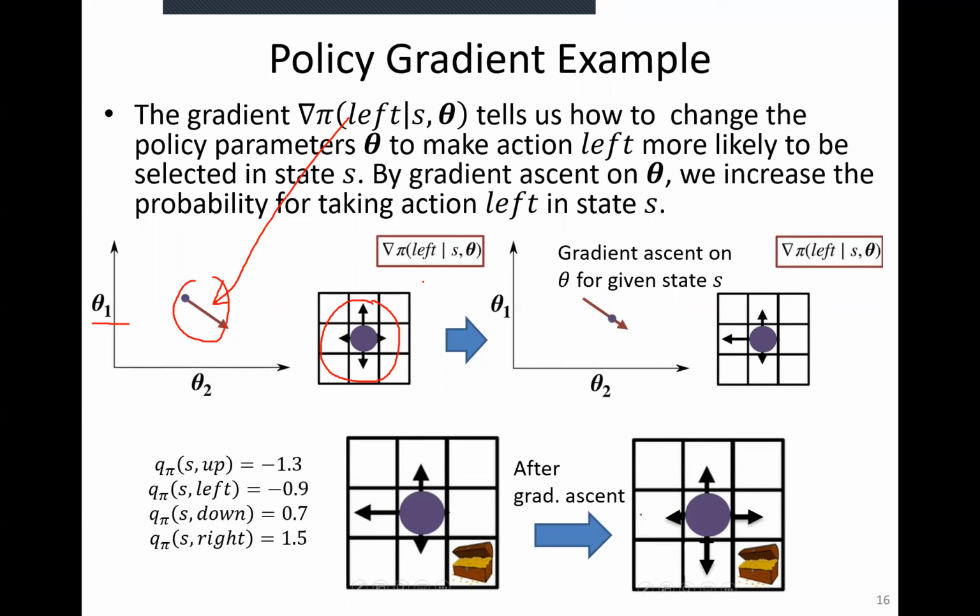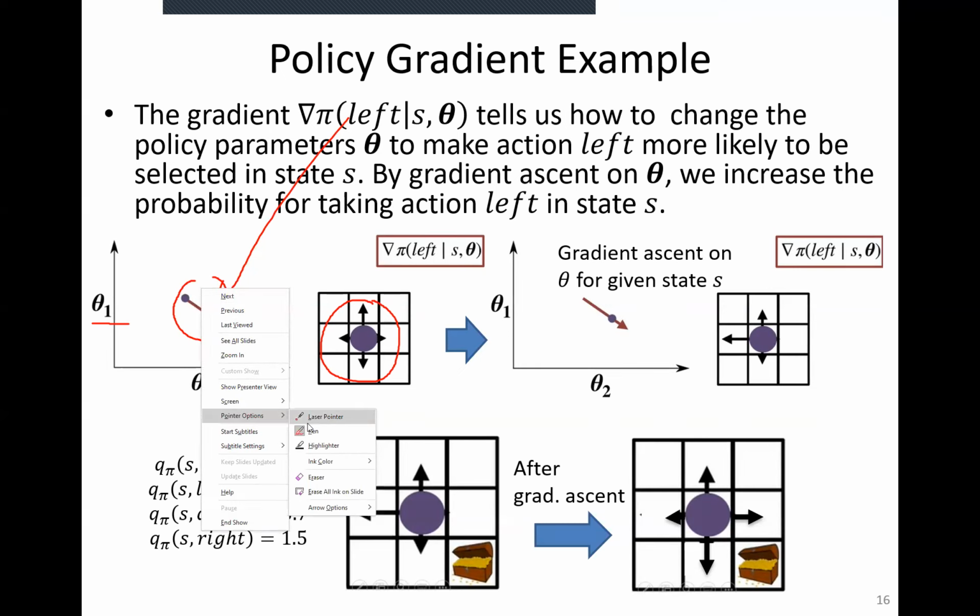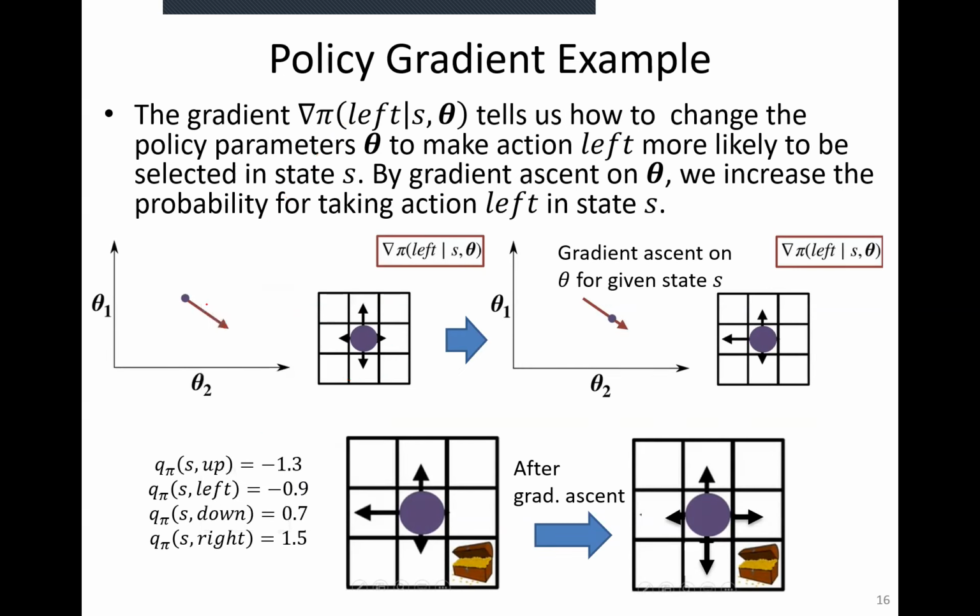So if you perform gradient ascent on theta, we increase this probability of taking action left instead. So if you move from this point in the parameter space to this point, then the probability of going left will be increased. You have a higher probability of going left now. So obviously, since probabilities add up to 1, the other probabilities are reduced.